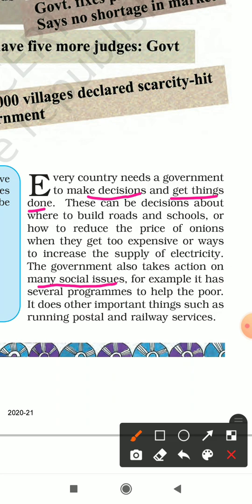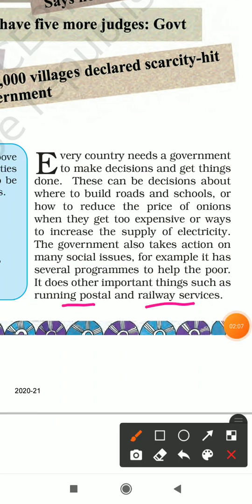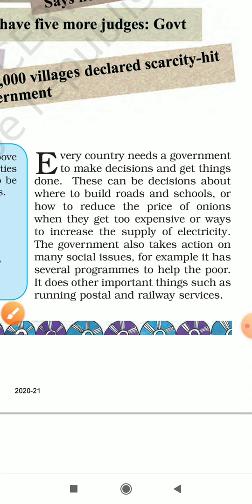For example, it has several programs to help the poor, several programs to help the unemployed, several programs to help women and children. Things such as postal services, that is our post offices, railway services, that is our railway stations, trains, etc. These all are run or controlled by the government. So, from this, we can understand that government has a very important role to play in our lives.